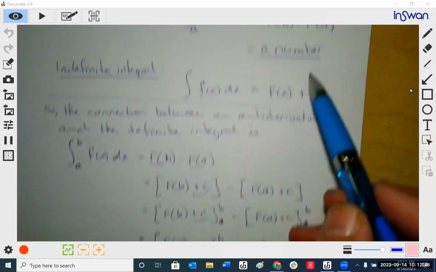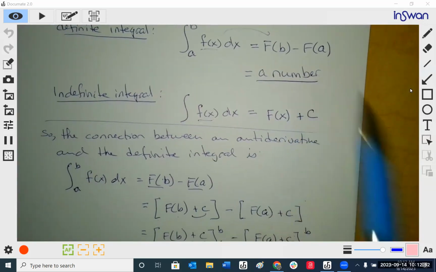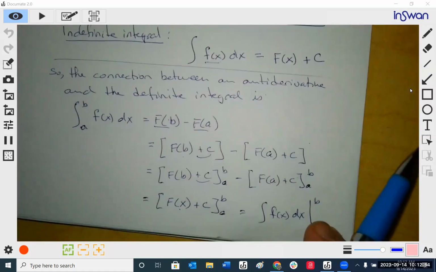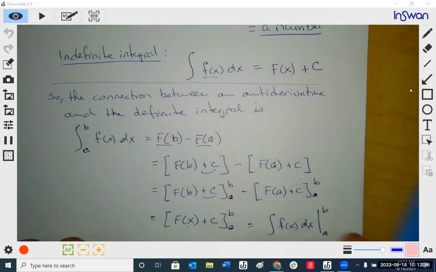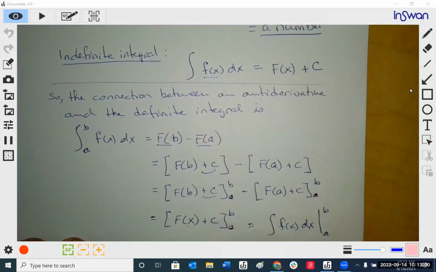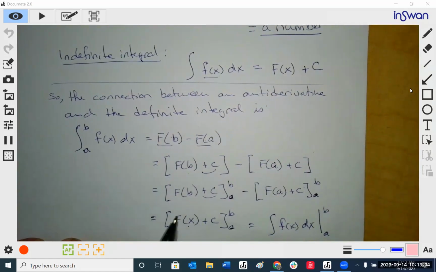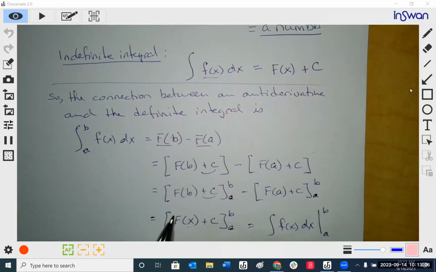So again, our definite integral gives us a number, but our indefinite integral gives us a function, a continuous function over anything it could be. Because it's the set of all antiderivatives in the infinite domain.